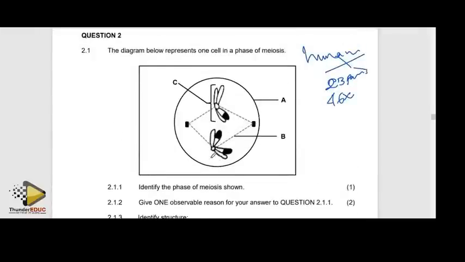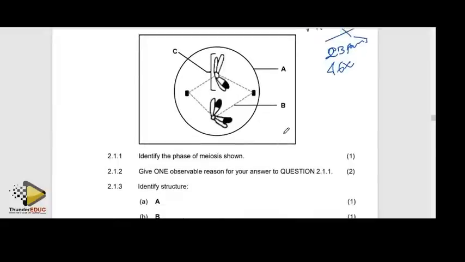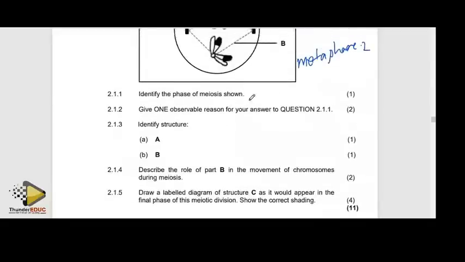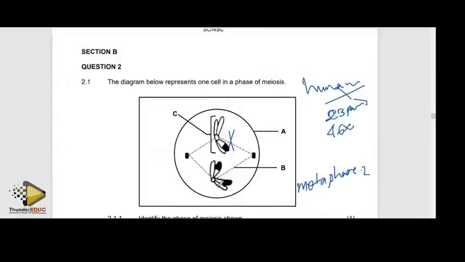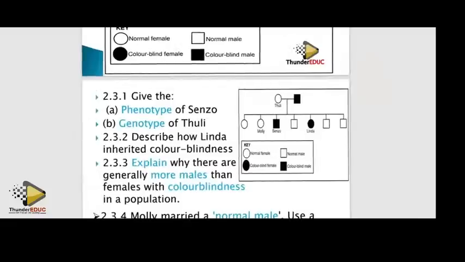They are along the equator, so the phase is going to be metaphase. But which metaphase? They are single, they are not double. If they had another one here, then they would have been double, so it would have been metaphase 1. But because they are single, it is metaphase 2. So the phase indicated there is metaphase 2. Give an observable reason for your answer: because chromosomes have been aligned along the equator singly.